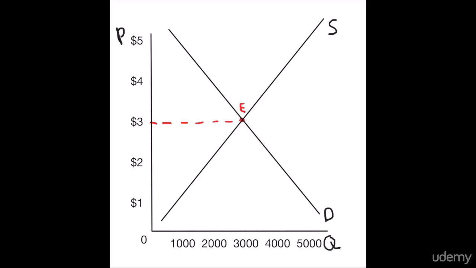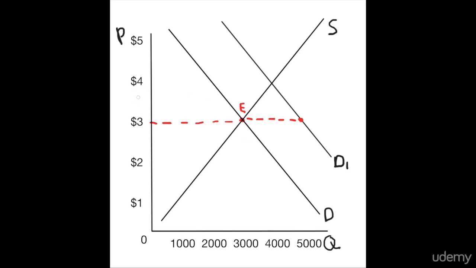However, now a new study comes out, saying that apples are super healthy, so the demand for apples will increase. The demand curve will shift to the right. Let's call this line D1. But something happened in the market, because when we continue our line from the equilibrium point of $3 until we hit the new demand curve, we can see that suddenly there's more demand than there is supply in the market. And when there's more demand than there is supply, we call this a shortage.